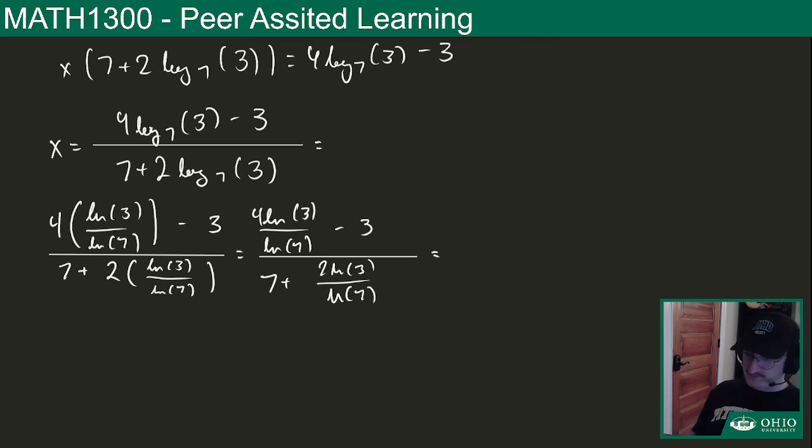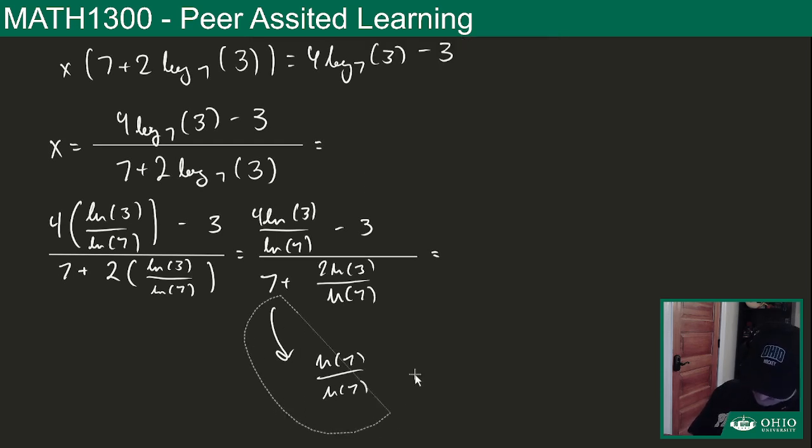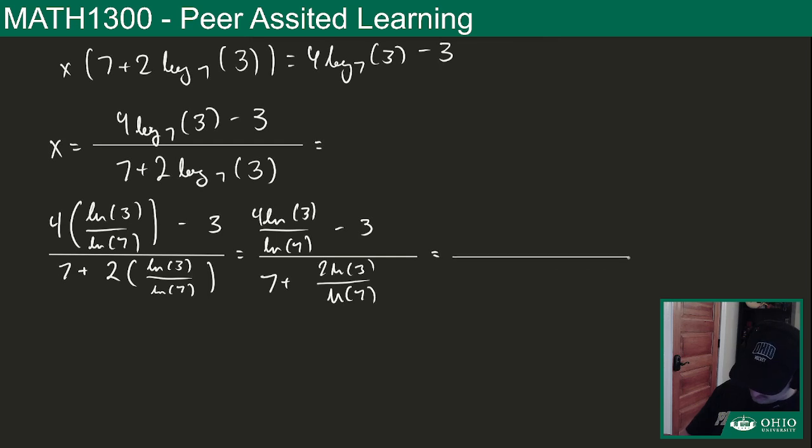My common denominator I want here is log of 7. So I'm going to multiply 3 by natural log 7 over natural log 7, and that'll allow me to do some good work. And I'm going to multiply 7 by natural log 7 over natural log 7. If you can keep that in mind, I'm going to delete it just so I have room. This is going to give me 4 natural log 3 over natural log 7 minus 3 natural log 7 over natural log 7.